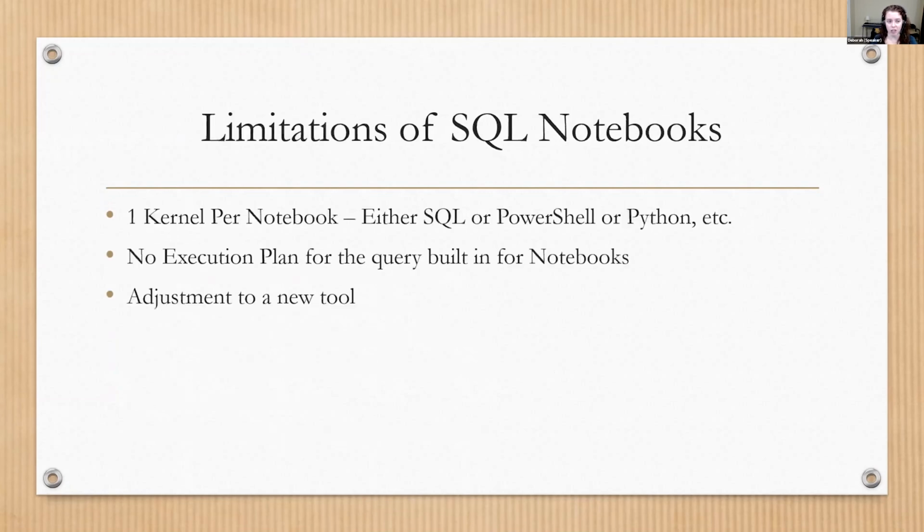There are some limitations. One kernel per notebook. It'd be great to see more, but right now, not so much. No execution plan for the query that you run in notebooks. If you're a developer and you really care about performance tuning, it may not work the way you'd like it to. And again, it's a new tool. How do you adjust to it?